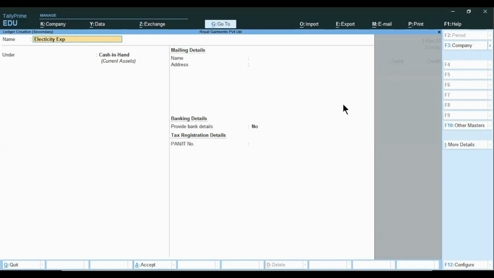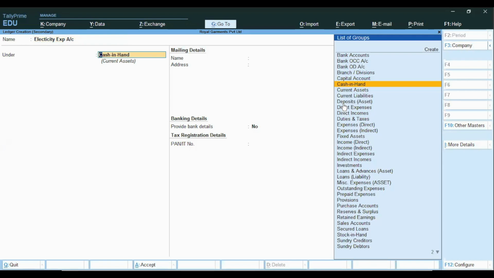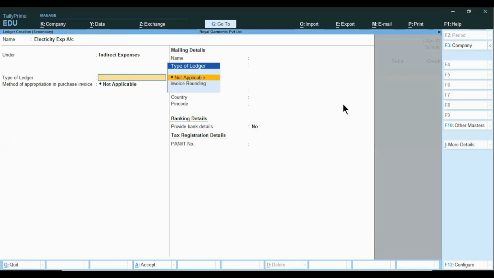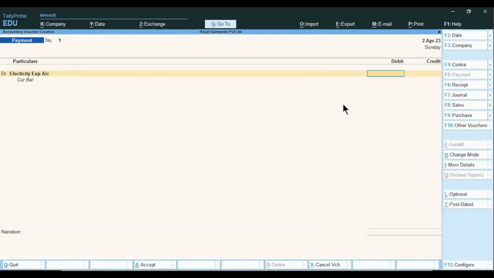So I want to create a ledger of electricity expense account, enter. Now this is an indirect expense which comes in profit and loss account. So I will select the group as indirect expense. Type of ledger, we don't want to select at present. Method of appropriation we will leave. We will see these things in upcoming classes. For the time being, it is not applicable. Enter. Enter. So we have created electricity expense account debit and amount is 5,000. Enter. Debit part 5,000. Enter. Credit.